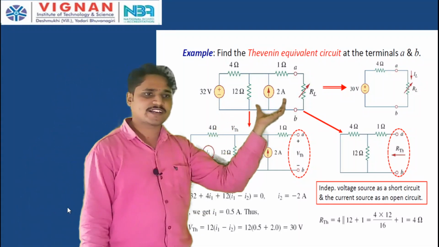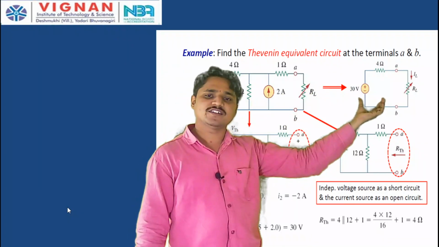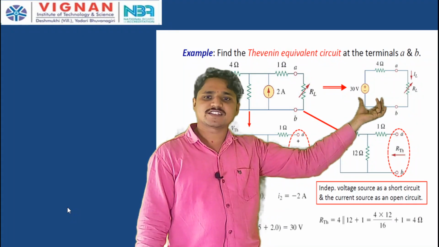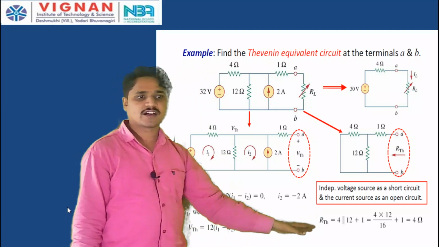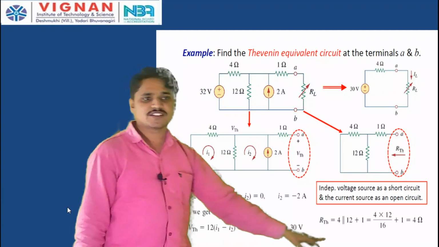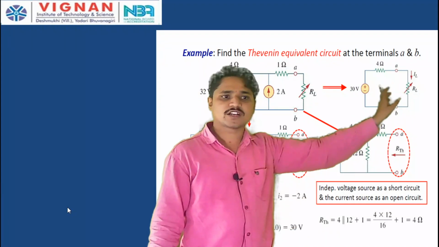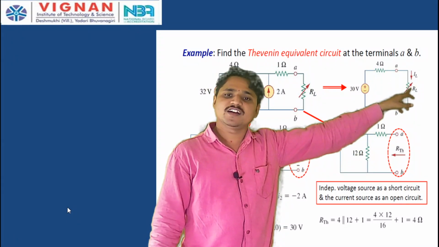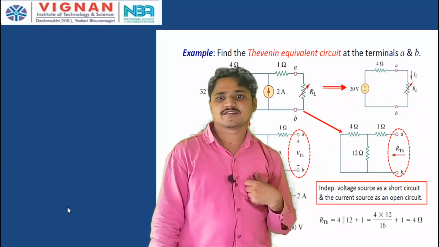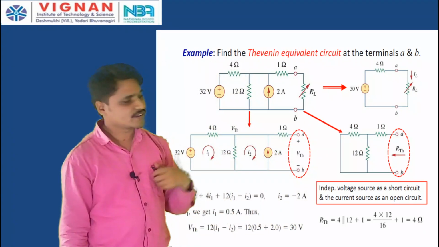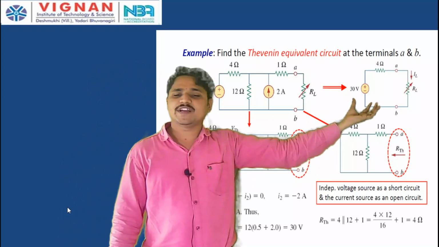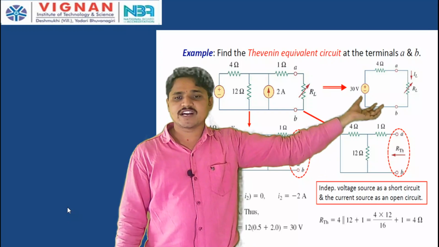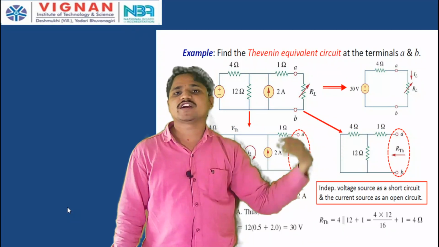So, this entire network can be replaced by its Thevenin equivalent circuit. That is the V Thevenin, 30 volts we got here, and R Thevenin is 4 ohms, across the same terminals A and B, and again connect the disconnected element RL. Now, this Thevenin network can be converted into its equivalent dual network.